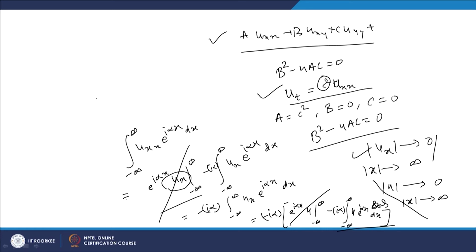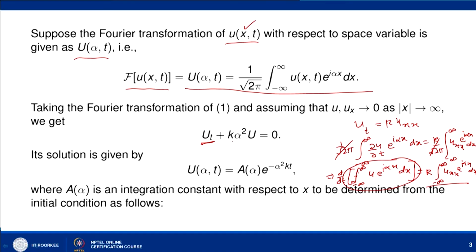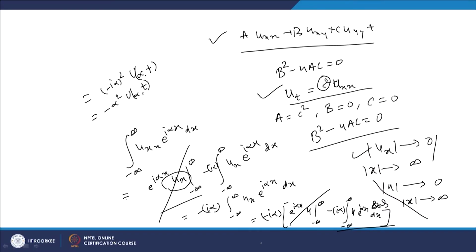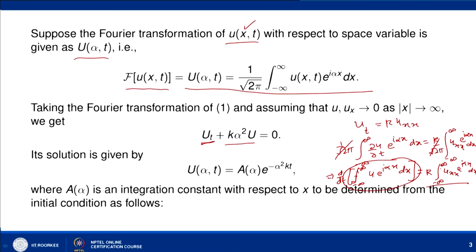So I can write this as minus I alpha square u alpha t. So this is your minus alpha square u alpha t, and k is already there. So we can write it here as k alpha square u. I think there is some problem here. Yes, it is minus alpha square u alpha t, and using k you transform here and you will have u_t plus k alpha square u equal to 0.